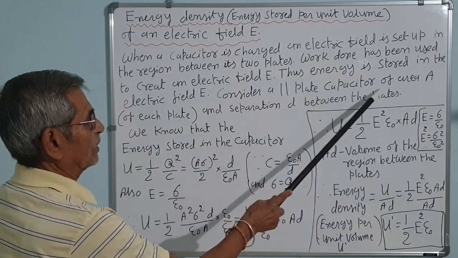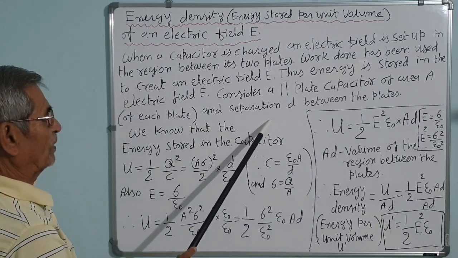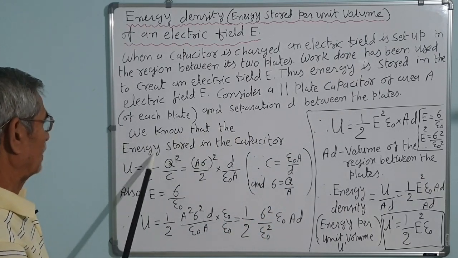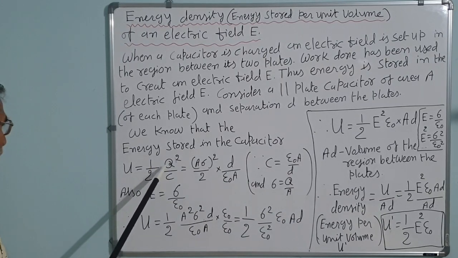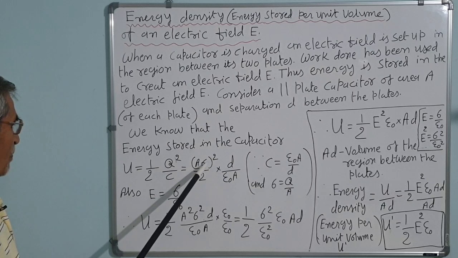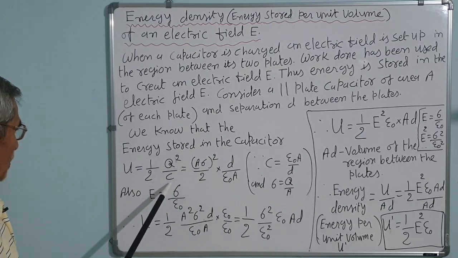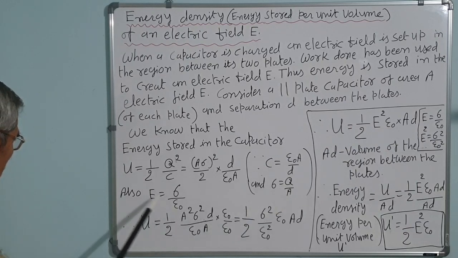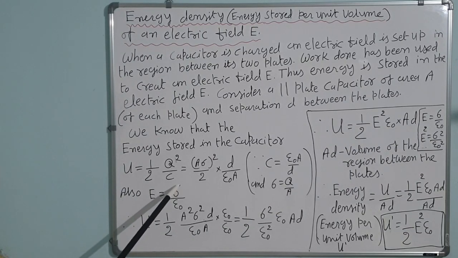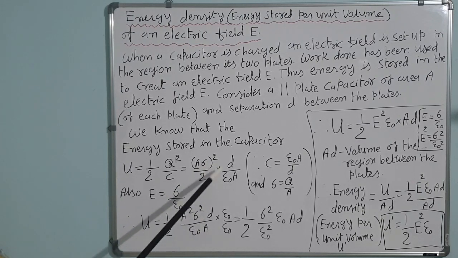Consider a parallel plate capacitor with area A of each plate and separation D between the two plates. We know that the energy stored in the capacitor U is equal to half q^2 upon C, as we have seen in theory. Now, Q is equal to A sigma, and the capacitance C is epsilon 0 A upon D. Sigma is the charge density, Q upon A. Also, the electric field between the capacitor plates is sigma upon epsilon 0.